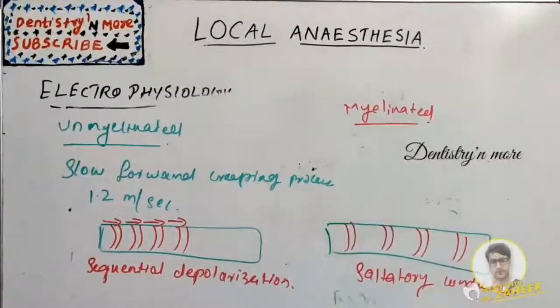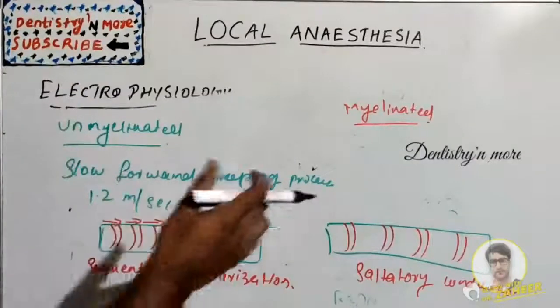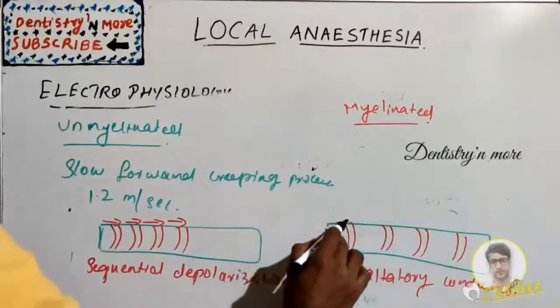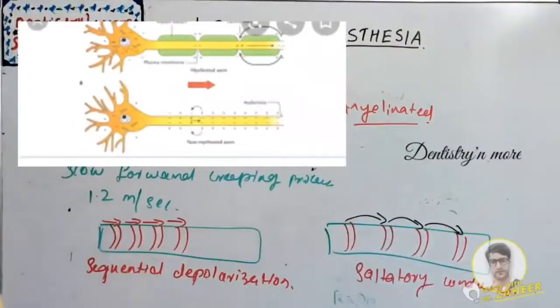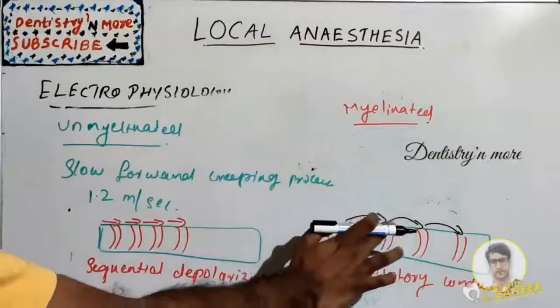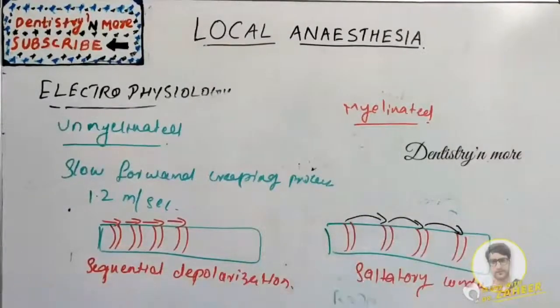But in the myelinated nerve fiber, it's a different story. The current leaps from node to node, not sequential depolarization. So here the impulse goes like this from node to node. Here it was sequential depolarization, where the impulse moves forward by sequential depolarization of short adjoining membrane segments. But here the impulse leaps forward from one node to another. This forward movement of the nerve impulse from node to node in the myelinated nerve fiber is known as saltatory conduction.